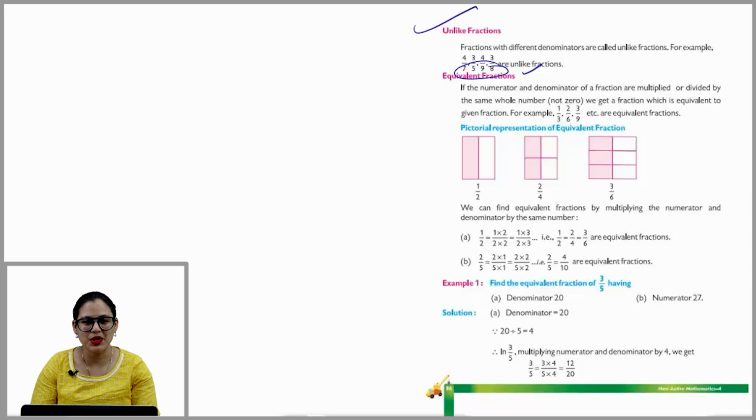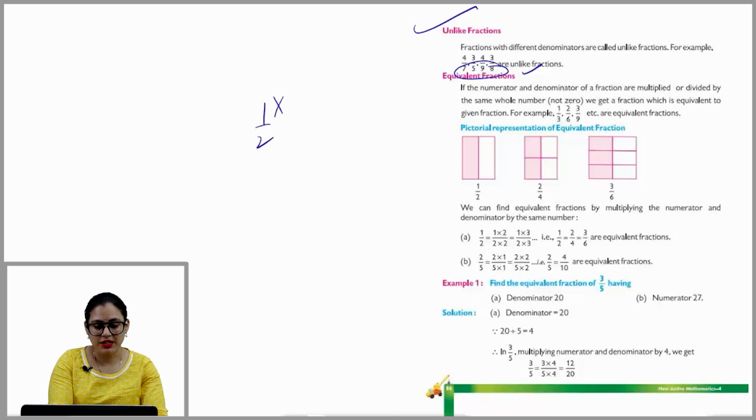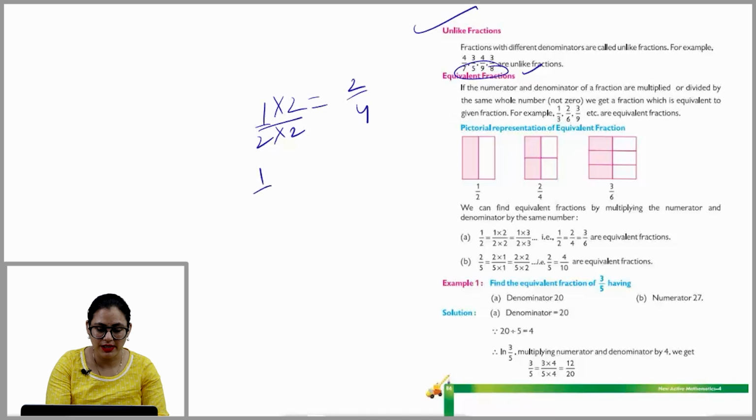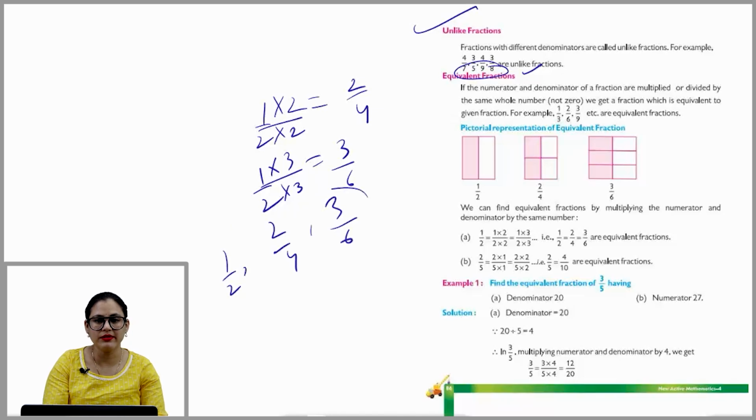So we can find equivalent fractions by multiplying the numerator and denominator by the same number. That is 1 by 2. Multiply it by 2, and here also we multiply numerator and denominator by the same number. We'll get 2 by 4, and if we multiply it by 3, then we'll get 3 by 6. So 1 by 2, 2 by 4 and 3 by 6 are equivalent fractions.